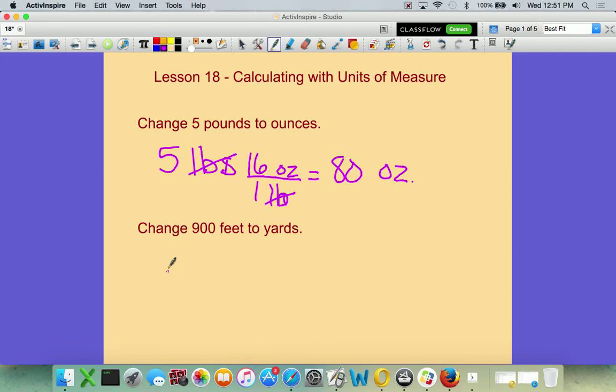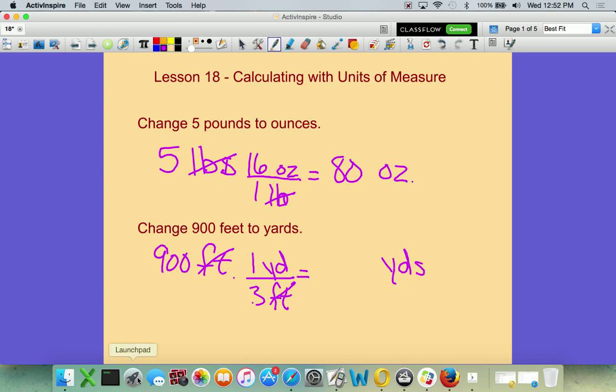Say we want to go feet to yards, we do the same thing. 900 feet, we want to change that to yards. Well, what is the conversion for that? Well, there are 3 feet in 1 yard. Alright, so remember, if one label is on top, the one that cancels it out has to be on the bottom. And as you can see, all we have left here is the yards. So this time we'd have 900 times 1 divided by 3 is 300 yards.